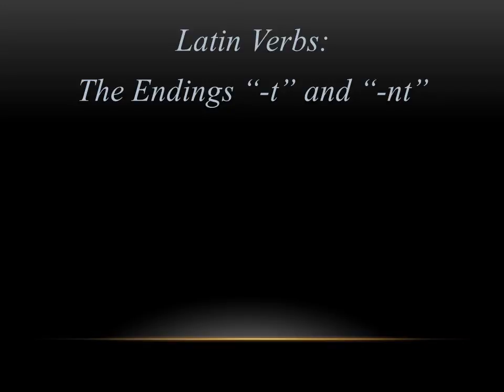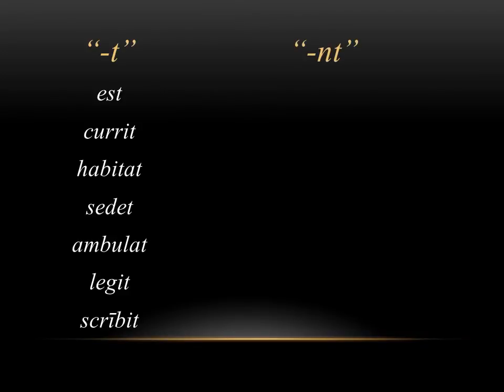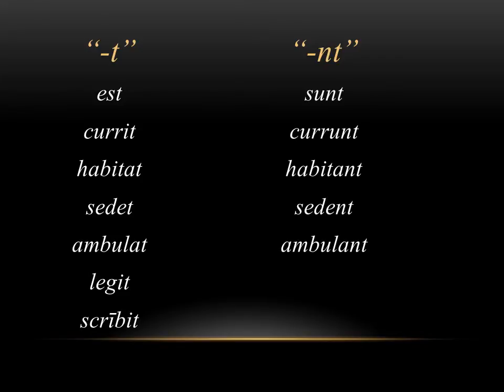Now that we've learned some basics about verbs, it's time to look at them more closely. And if we make a list of the verbs we've seen so far in chapters 1 and 2, we notice that they can be split into two categories: verbs ending in the letter T and verbs ending in NT. So on the one hand, we have verbs like est, currit, habitat, sedet, ambulat, legit, and scribit. These all end in a T. On the other hand, we have verbs like sunt, currunt, habitant, sedent, and ambulant. These all end in NT.